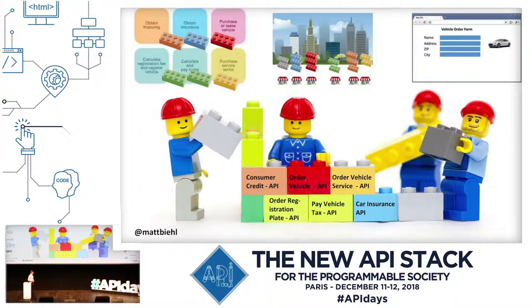So now comes the fun part. We take, for example, this API for purchasing a vehicle. We have identified this as a step. We take this API out of the building blocks from the respective portal, and we put it in the right place in our app. That's why we have this order vehicle API here. And we do it with the next API. Now we have obtaining financing. We take the orange financing API out of the API portfolio of the bank this time, put it into our app, and so on and so forth. Car insurance API, auto registration, pay vehicle tax API, and so forth.